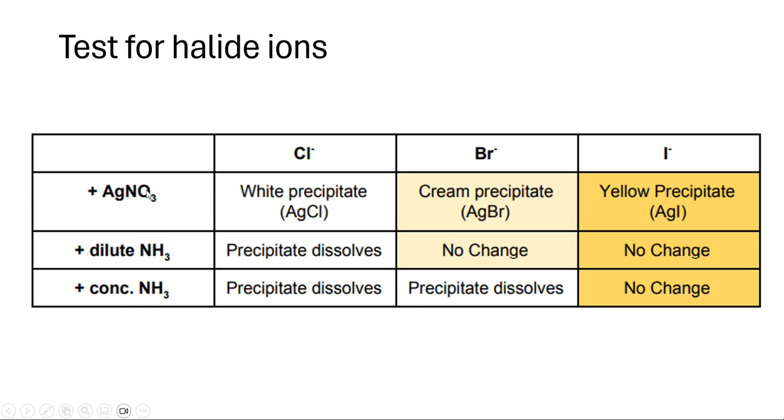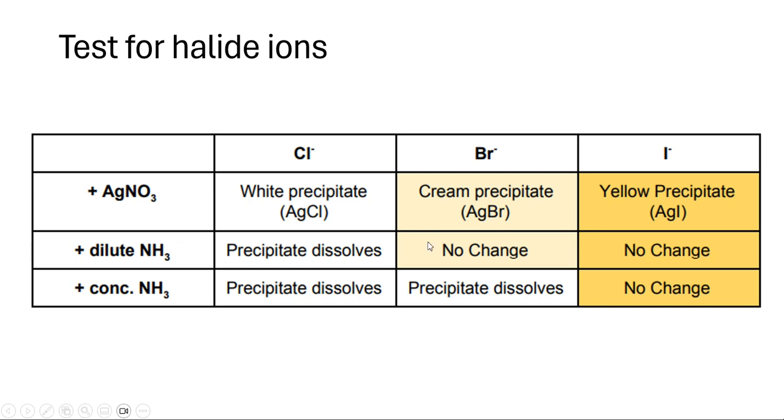Then, if you add silver nitrate to Br minus, it makes a cream precipitate, AgBr. Bromide is always cream, by the way. Chloride always makes white, you can think of chlorine like bleaching something. Bromide is always cream, and I minus is always yellow. Iodide always makes something yellow.